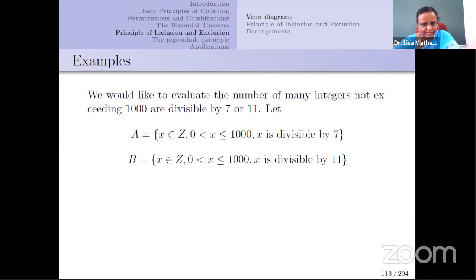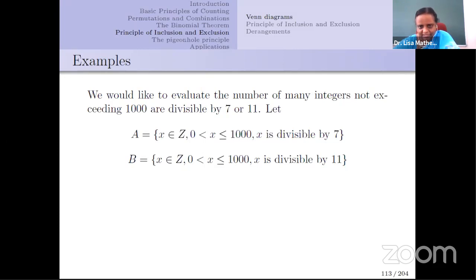A little more complicated example. Suppose I want to find the number of integers not exceeding 1000 which are divisible by either 7 or 11. Let me take A to be the elements between 0 and 1000 which are divisible by 7. Now, how many elements are divisible by 7? How do I find that? Basically, what I do is I divide 1000 by 7 and I take the floor function. I hope all of you are familiar with the floor function. The floor function just takes the integer just below that number. For instance, if I take 10 divided by 3, the floor function of 10 by 3 is 3, because when I actually divide 10 by 3, I get 3.33.